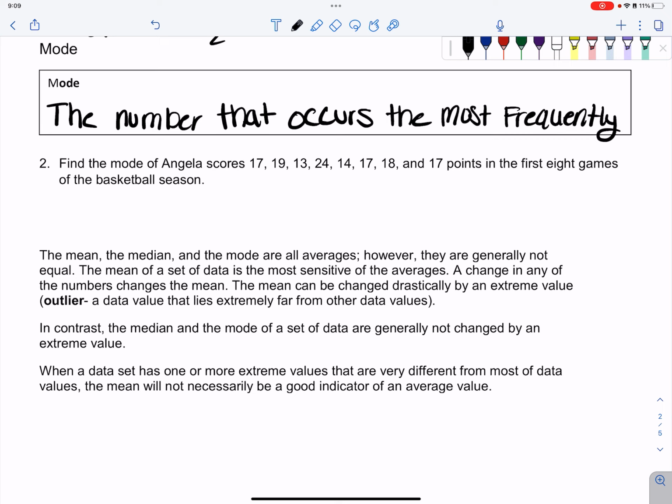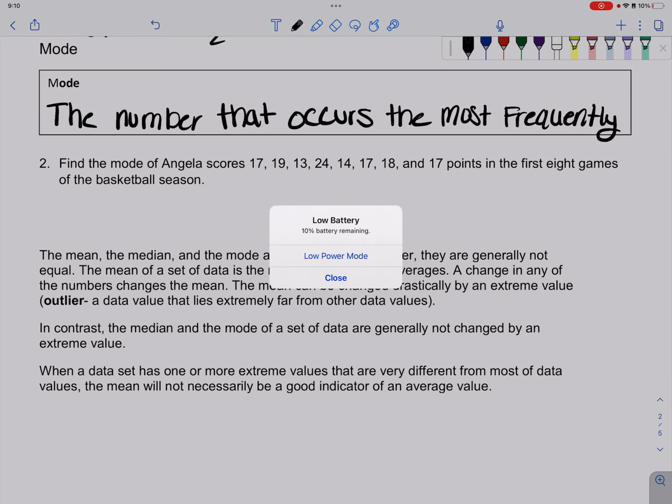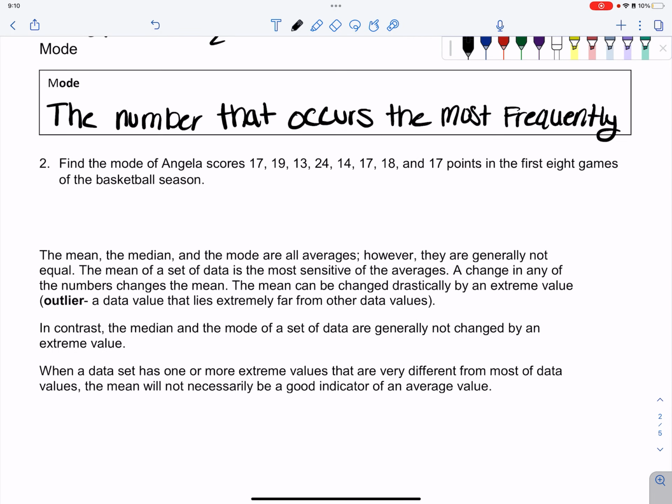If there is more than one number in our data set that occurs multiple times, and that is more than anything else in the data set, we could have multiple modes. We can also have no modes. If every number in the data set occurs the exact same amount of times, then that data set does not have a mode.